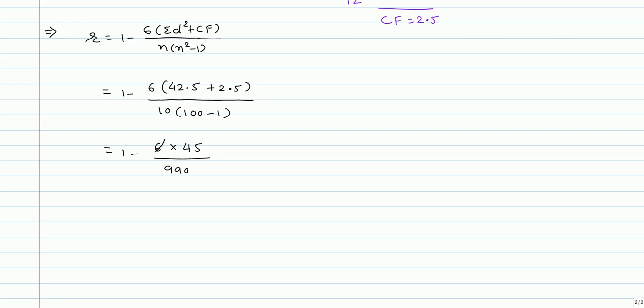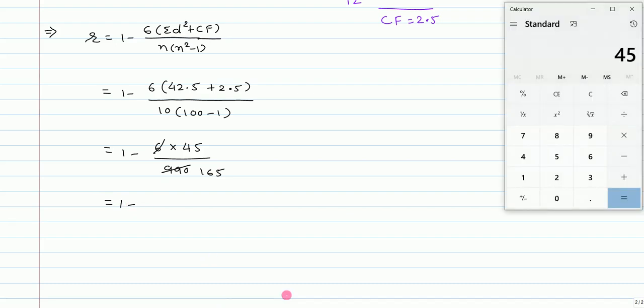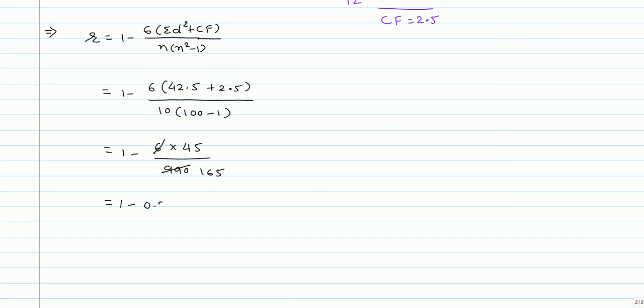990. Cancelling 990 gives 165 here. So 1 minus 45 divided by 165, which is 0.27. 1 minus 0.27 gives us 0.73. So R is equal to 0.73 is our answer.